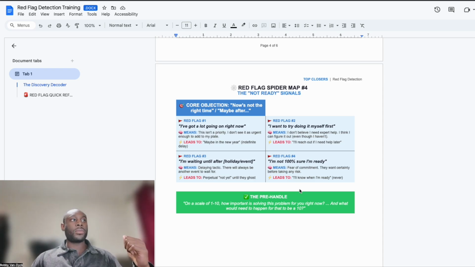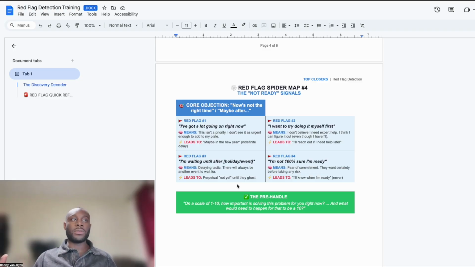And then, I'm waiting until after the holiday, after Christmas, whatever, delaying tactic. There'll always be another event. They're always going to be busy. They're just basically saying, I'm not ready yet, which is always just a mindset thing. You're never ready until you do it. So they need to handle that, or they're just going to ghost us. Most likely they don't come back.